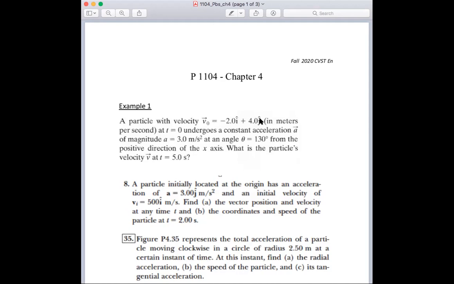So they say that this particle has v0 at initial time t equals 0, and it's moving under constant acceleration. And be careful here, the constant acceleration is a vector. So a is constant in magnitude and in direction. It has magnitude 3 meters per second squared and an angle of 130 degrees from the positive direction of the x-axis. Now the question, what is the velocity?